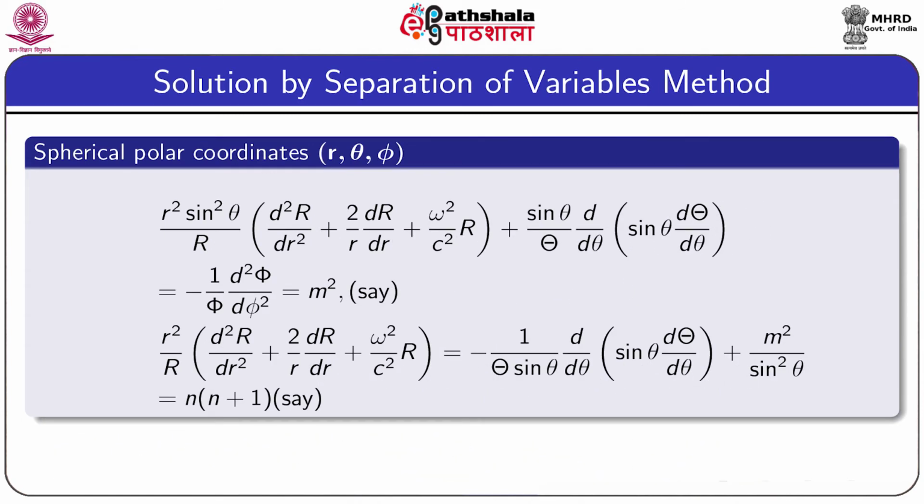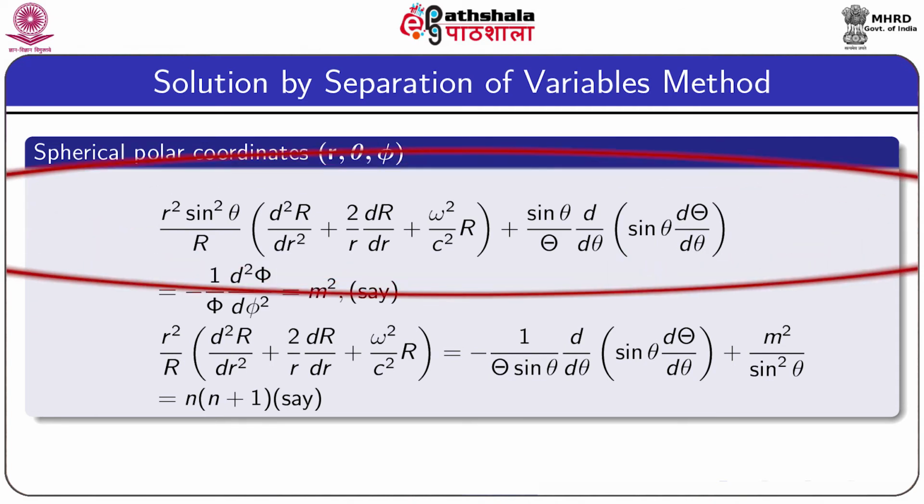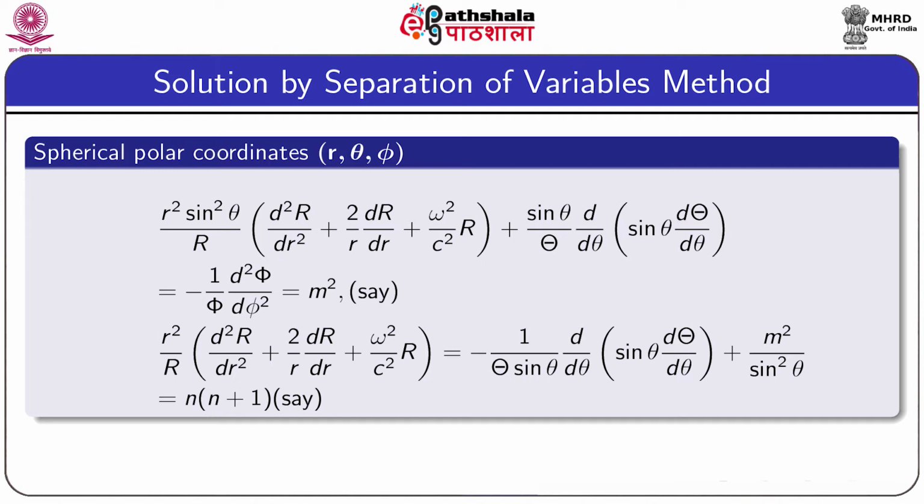So, using that separating constant, we then separate the function of phi from the function of r and theta. In the first line you can see that we are separating phi from the other two variables r and theta, and we are assuming the separation constant as m square. Now, using this separation constant, in the next line we are separating the function of r and function of theta, and the separation constant for this case is n into n plus 1.